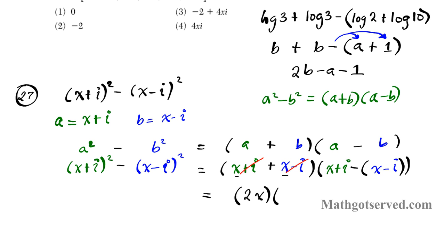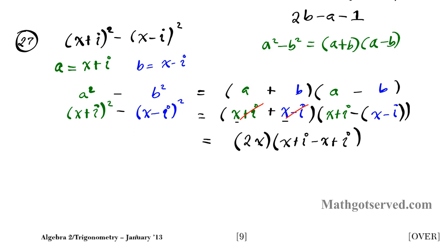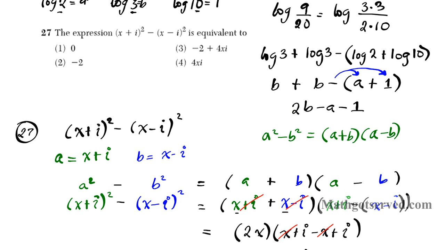And then for the second quantity, I need to make the distribution here. I'm going to write it as x plus i minus x plus i. If you notice, the x's are opposites, so they cancel out. They add up to 0. And then it yields i plus i, which is 2i. When you multiply 2x and 2i, your final answer is 4ix. So our answer is option number 4.